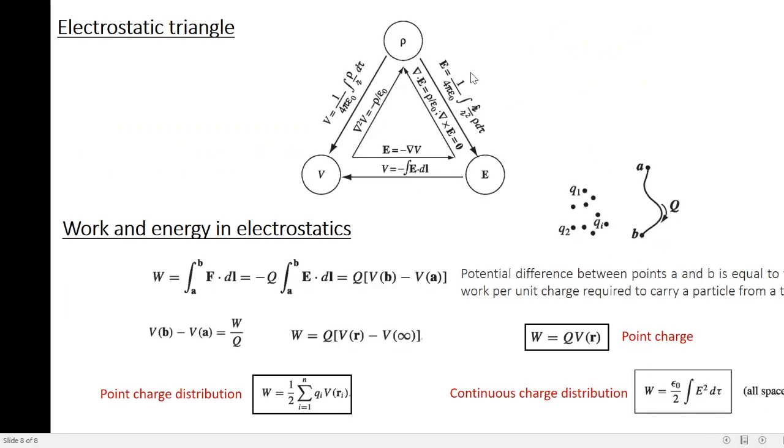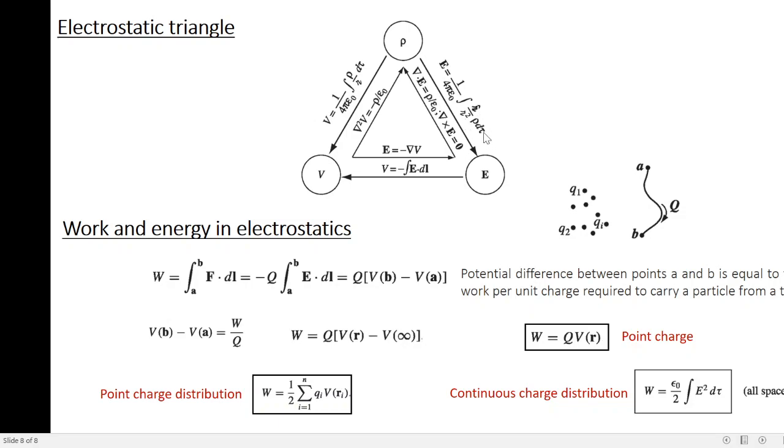Now, whatever electrostatics we have learned so far, we can summarize in terms of an electrostatic triangle. So we have the corners being the electric field, the electric potential, and the volume charge density rho. Now we have two relations connecting the electric field and the charge density. One is the integral relation, which is nothing but our Coulomb's law, E equal to 1 over 4 pi epsilon naught integral rho d tau prime by r square r cap.